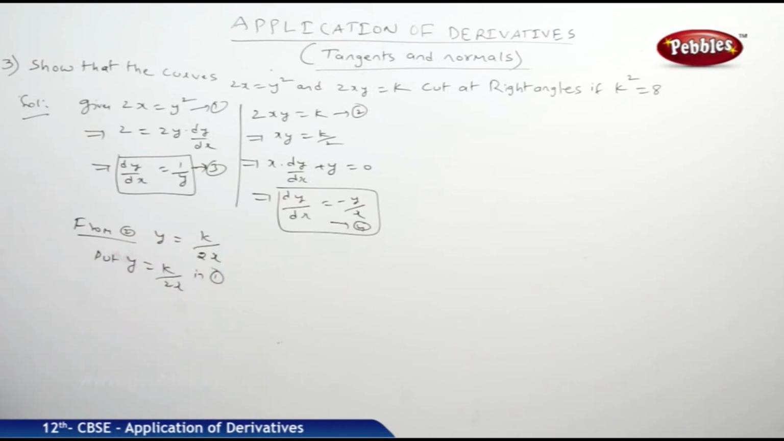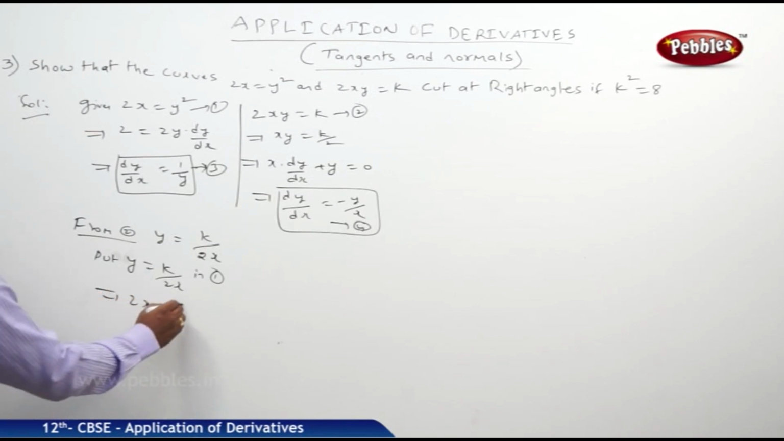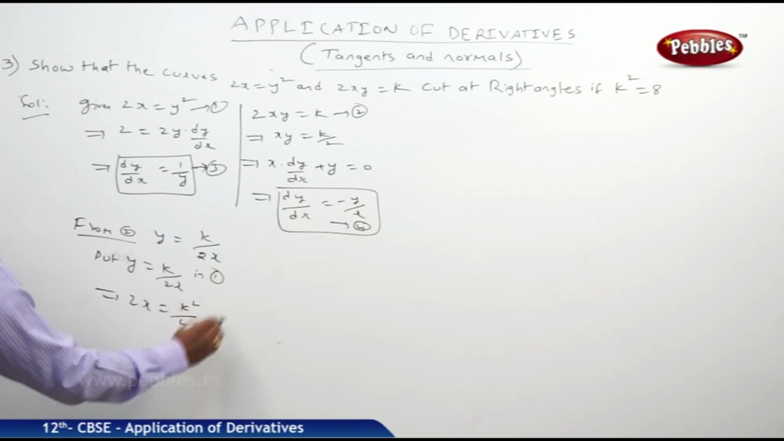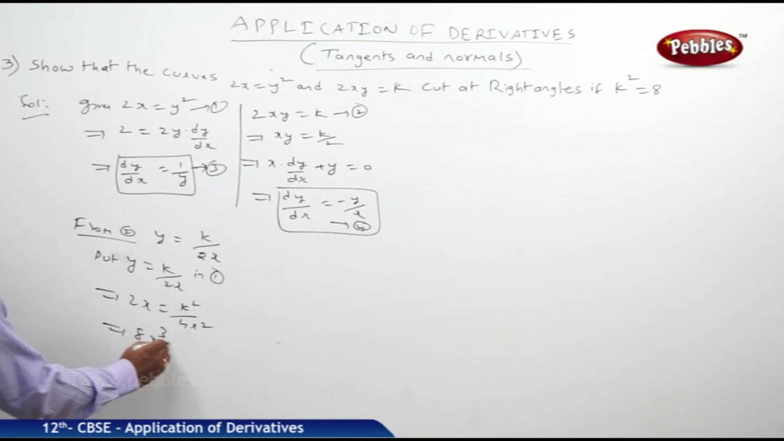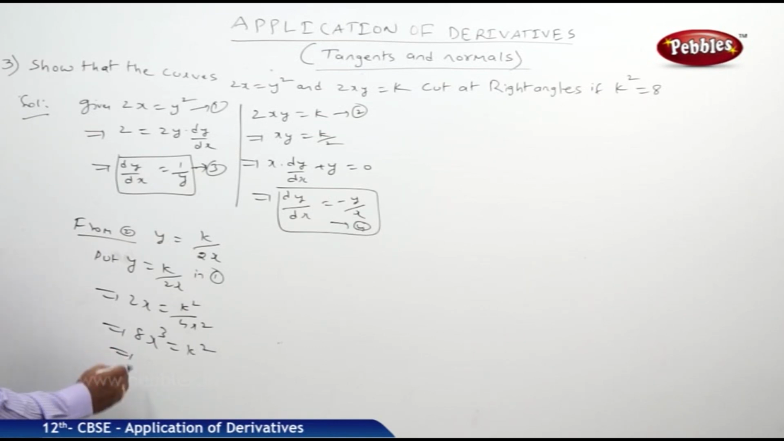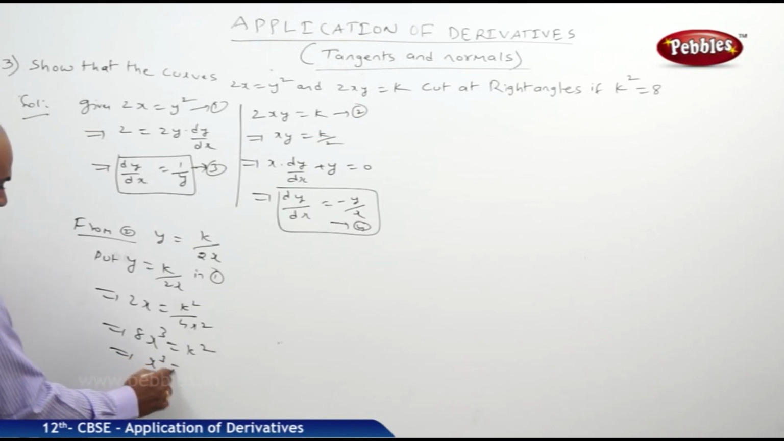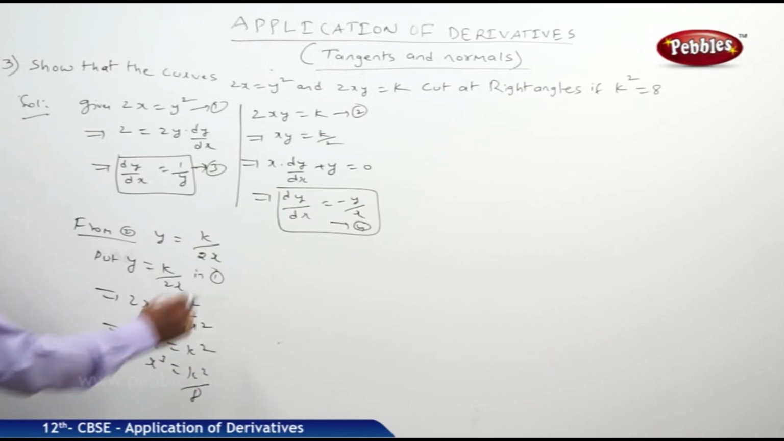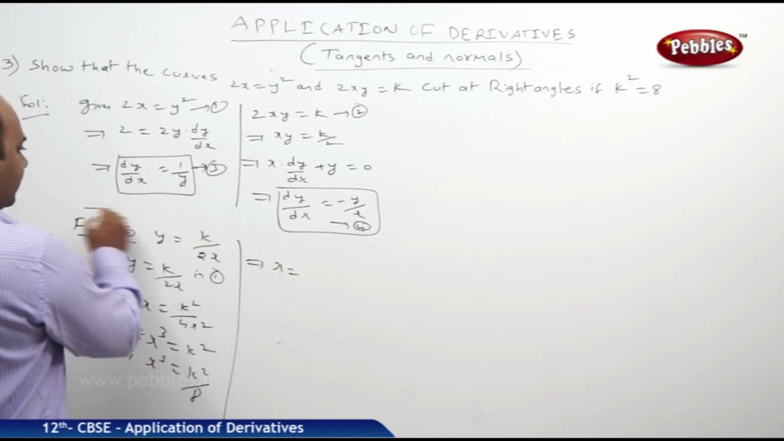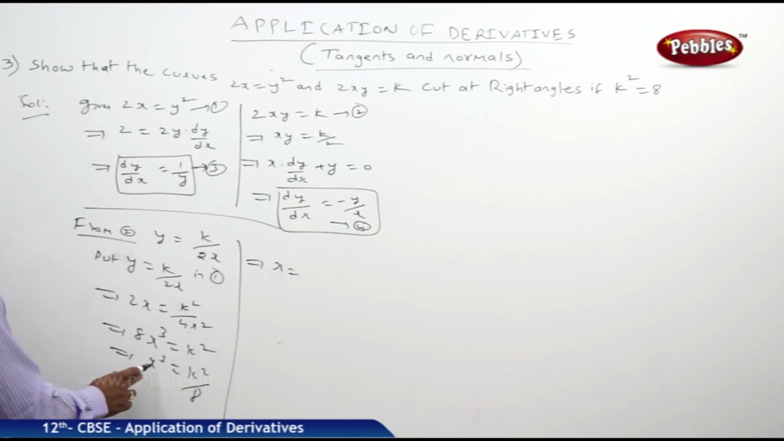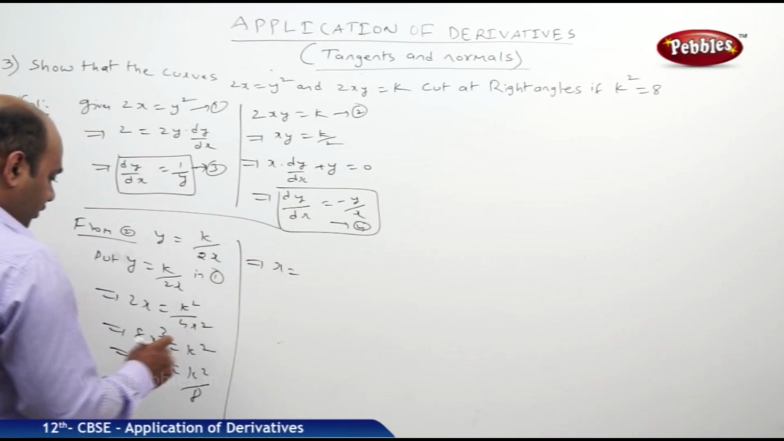So what happens if I go like that, 2x is equal to k square by 4x square. That implies 8x cube is equal to k square. But I want the value of x. So what happens? X cube is equal to k square by 8, and here I will continue. That implies x cube is equal to k square by 8. So, x is equal to what happens?